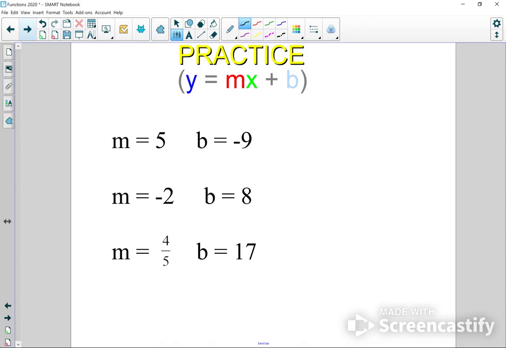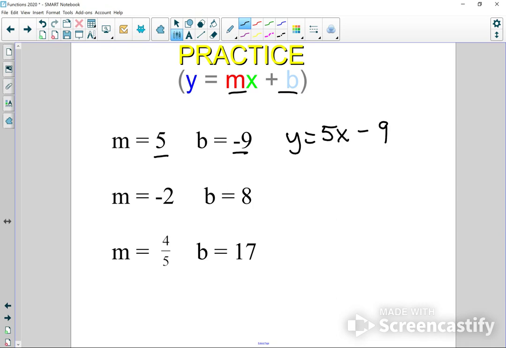This time I'm giving you the m and the b, and I want you to write me the equation. Well, it's really simple. All we have to do is fill in the 5 and the -9 in our equation. Y equals mx plus b. So instead of m, I'm going to write 5. And instead of b, I'm going to write -9. So y equals 5x minus 9. That's it. We just wrote the equation when I give you the slope and the y-intercept.